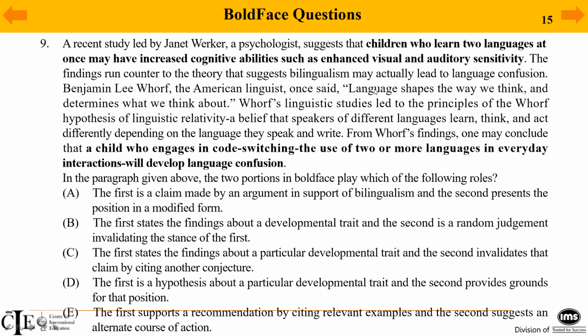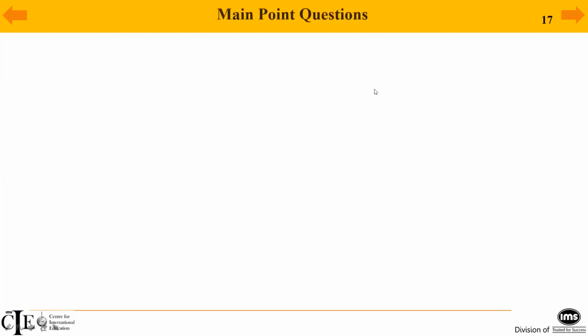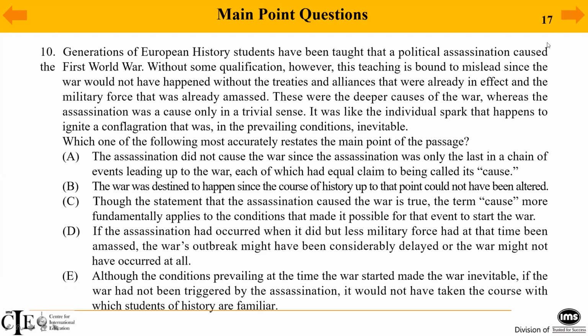Question number 10. Main point questions. The main point is like a summary, okay? So it's like the important point. When you're picking the answers, you have to eliminate the ones which are talking about minor things. So minor points are not the answers. Okay. So let's look at this question number 10. Which of the following most accurately restates the main point of the passage?